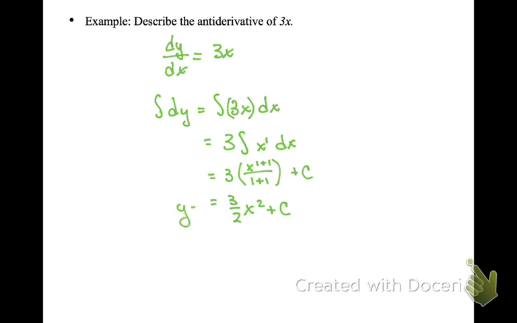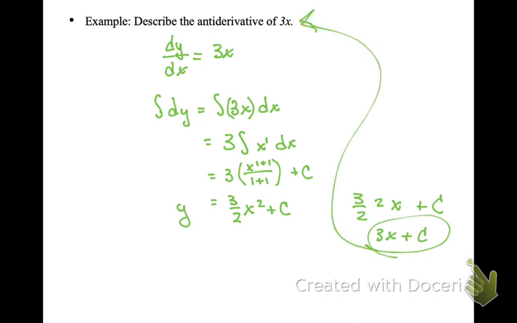So if I wanted to check it out, I would just take the derivative. If I took the derivative, I'd have 3 times 2, x to the first, plus some constant. So it'd be 3x plus some constant. Do I get the same thing? Yes, because that constant can be 0.